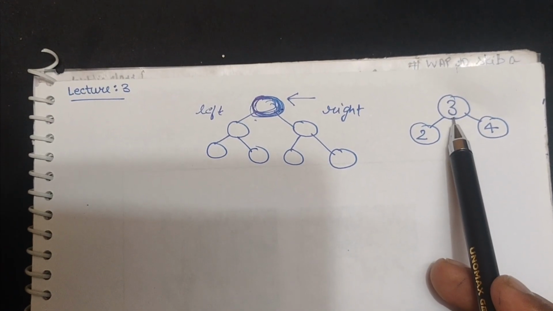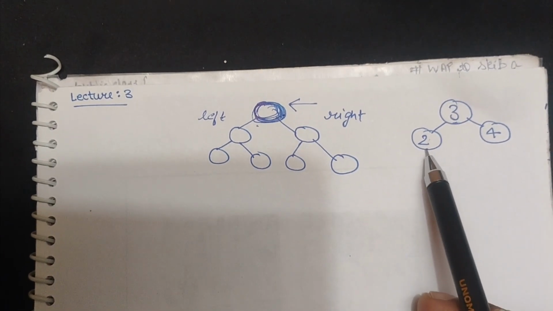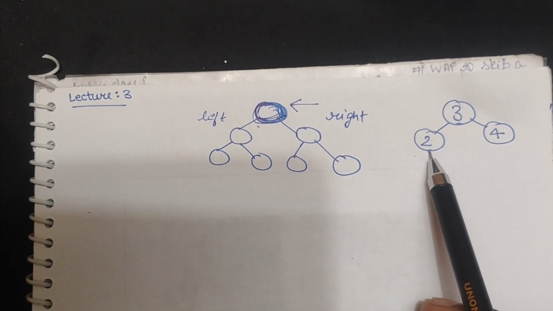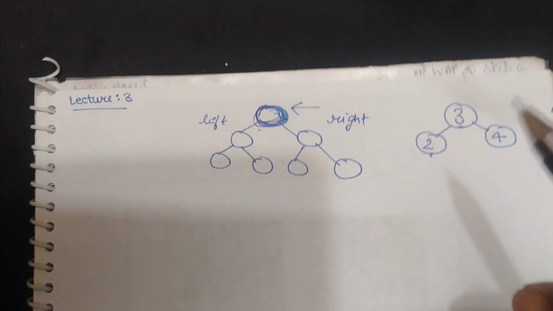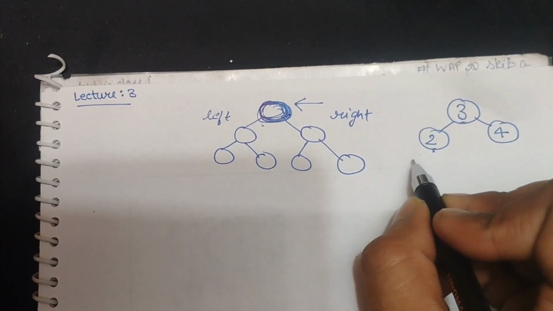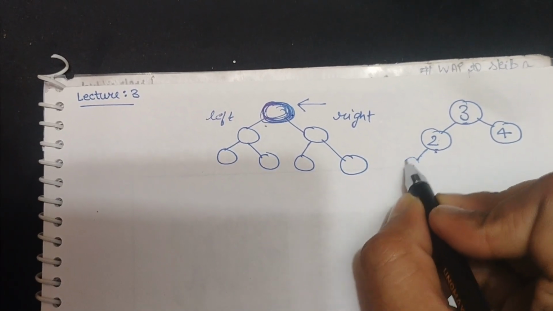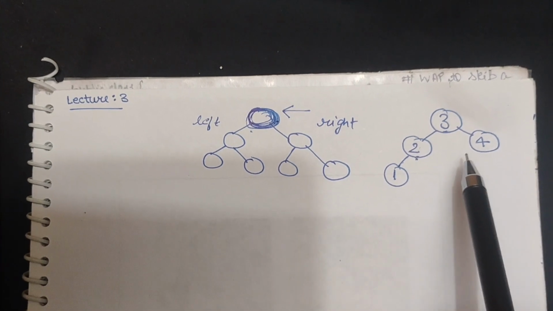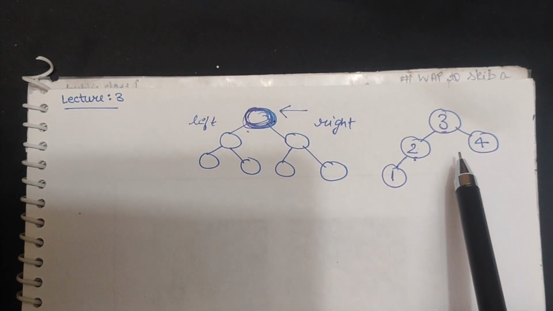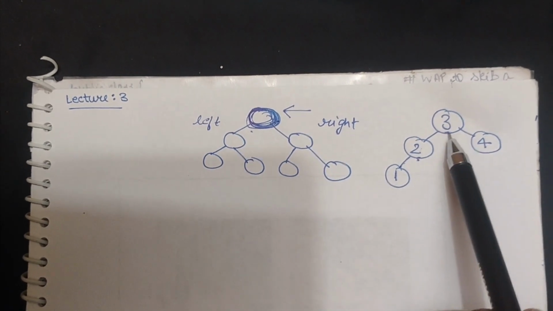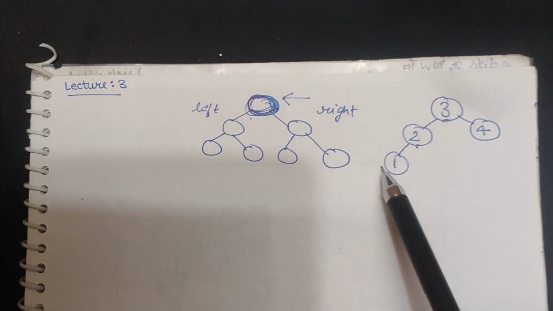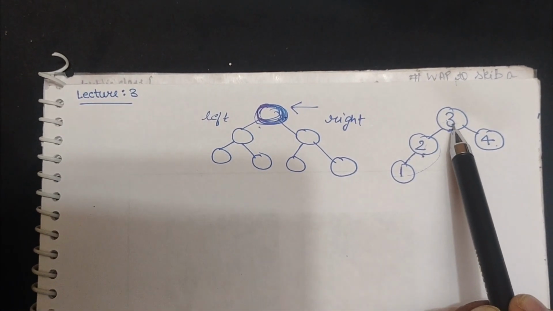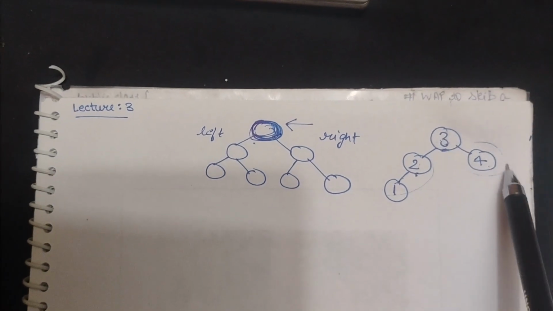Now if I insert 1, it will check this root node. 1 is less than 3, yes, it will go here. Now it will check whether 1 is greater or less than 2, it is less, so it comes here, and here there is no node, so it will get connected over here. So that is one of the most important properties of binary tree, that the values which are less than a particular node come at its left, and the node values which are greater than any particular node come at its right.